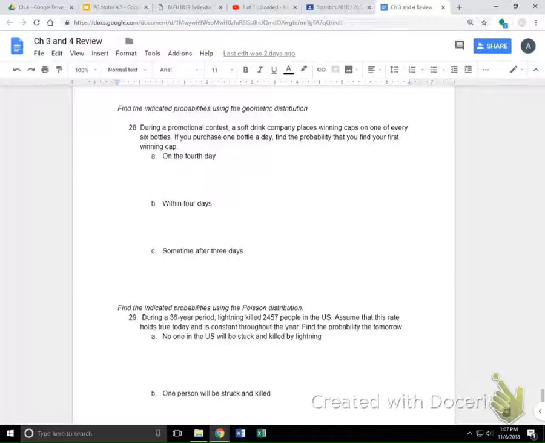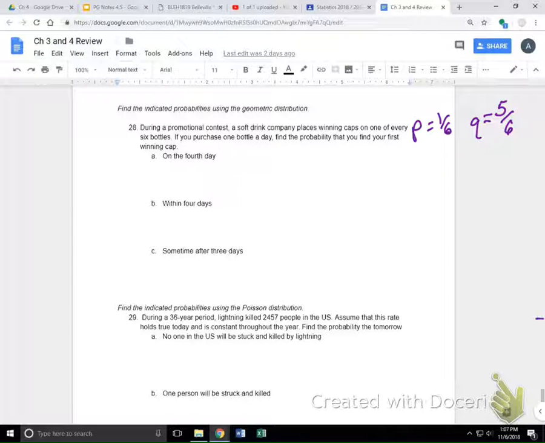Last page, yay! Okay, so on this one, we are now using a geometric distribution. So if we're looking at this, you're buying soft drinks each day. We have the probability of success being 1/6. So we can actually just write that as P equals 1/6. That means Q is 1 in every 6 is a winner, so the one that's not a winner is going to be a loser.